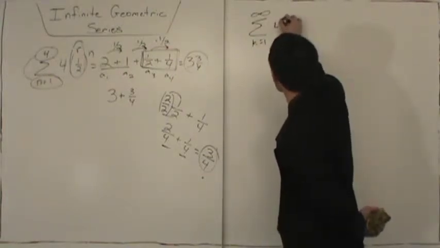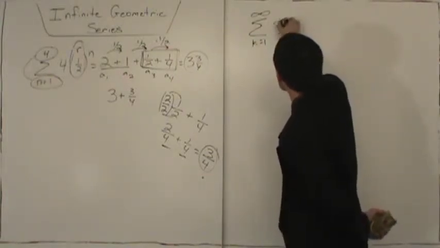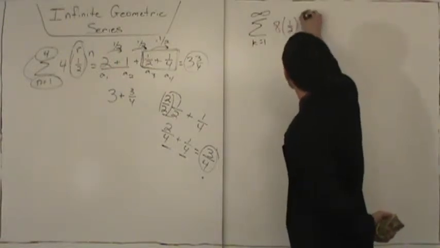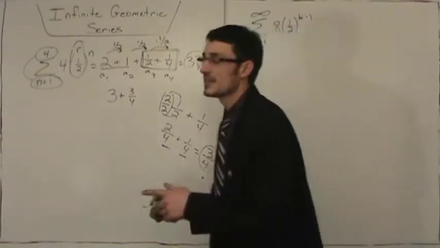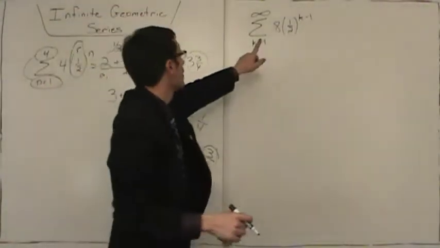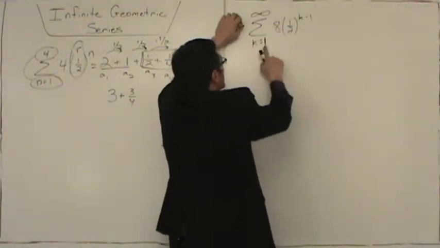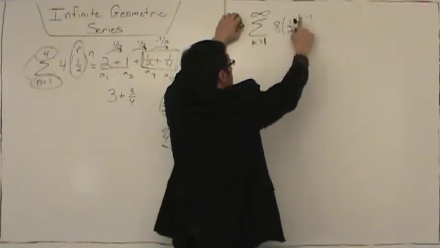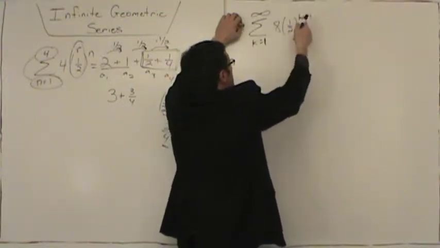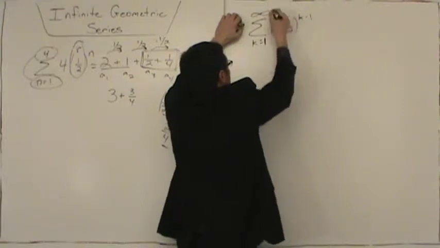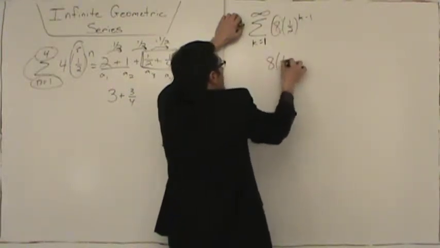So we're looking at 8 times 1/2 to the k minus 1. My question is here, will the front number match? Hopefully you say, well, the first value that we're putting in for k is 1. 1 minus 1 gives the first exponent of 0. So yes, the front number will match. 8 will match. If you're not sure, write it out.